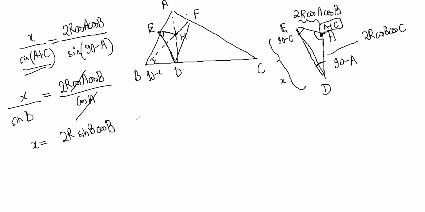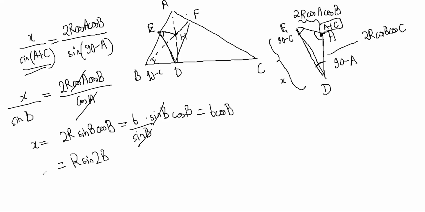Correct. So now this becomes A by sine A is equal to 2r, or B by sine B is equal to 2r, right? B by sine B into sine B cos B becomes B cos B. You can also write it as R sine of 2B is equal to B cos B, right?